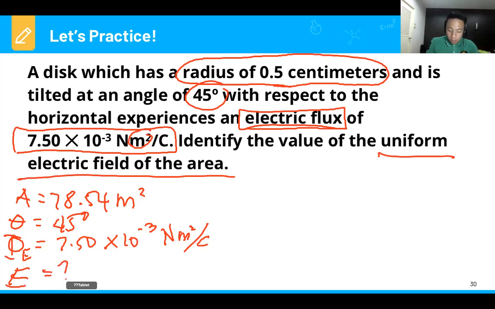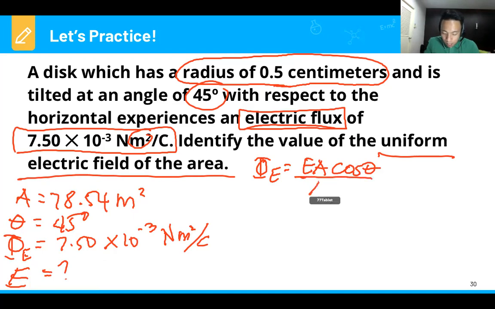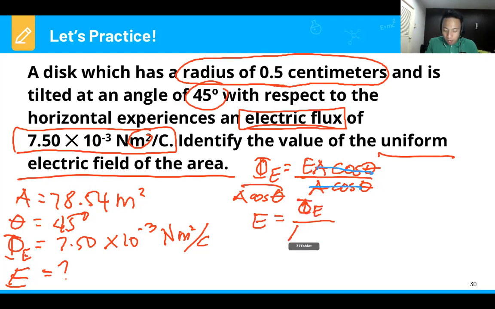So since we have this kind of formula, iibahin natin siya. Since ito yung hinahanap natin, tong part na to, I will divide both sides by A cosine theta. Para makansal yung dalawang yan at mapunta sa kabila naman si A cosine theta. So the final formula for this one is E equals electric flux over A times cosine theta.